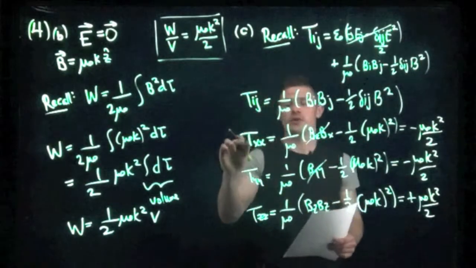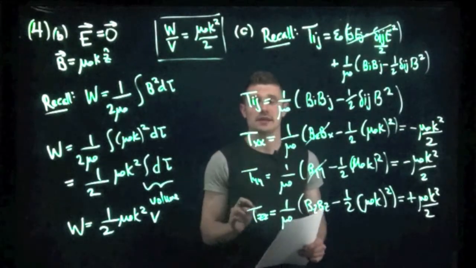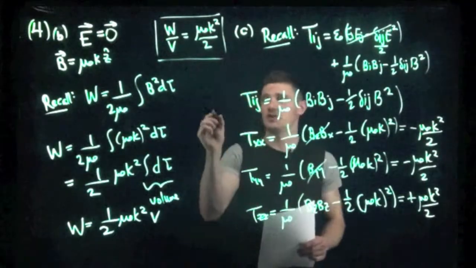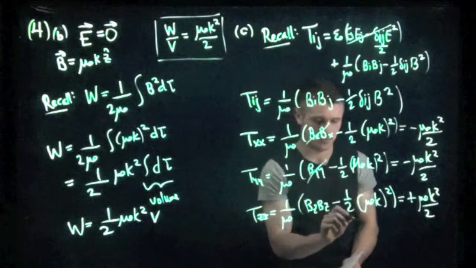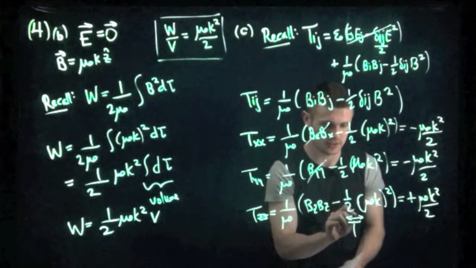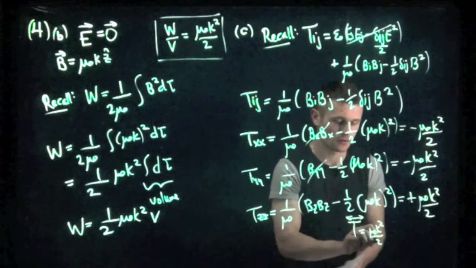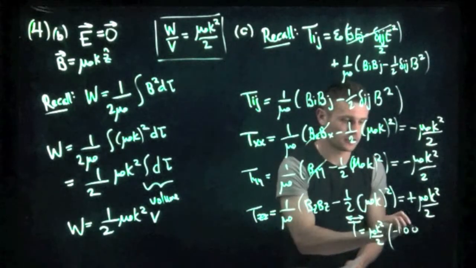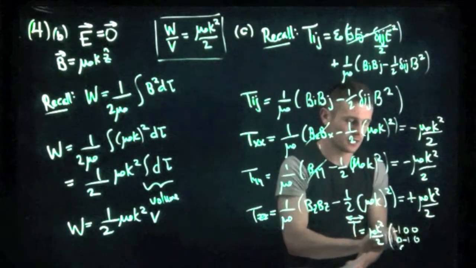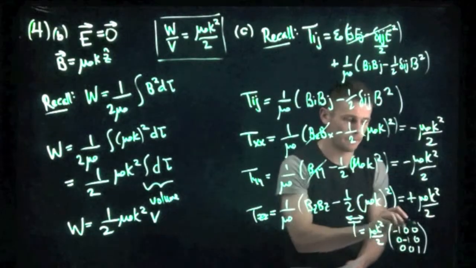So we end up with only these xx, yy, and zz components. To summarize quickly, I'll tuck it in the corner: our Maxwell stress tensor is equal to mu naught k squared over 2, times the matrix with negative 1, 0, 0, 0, negative 1, 0, 0, 0, positive 1.